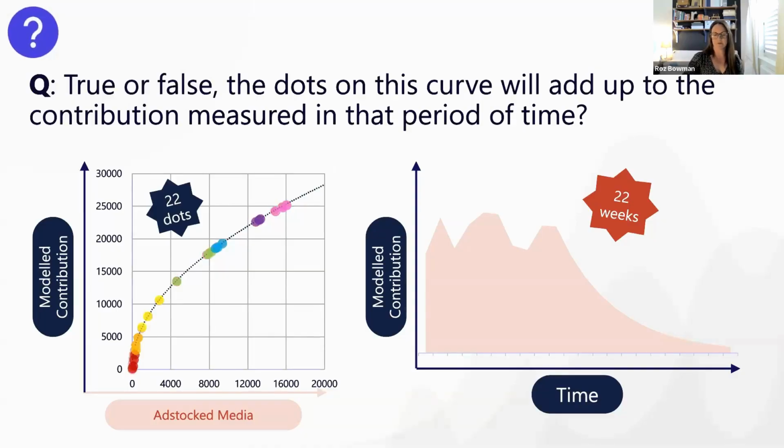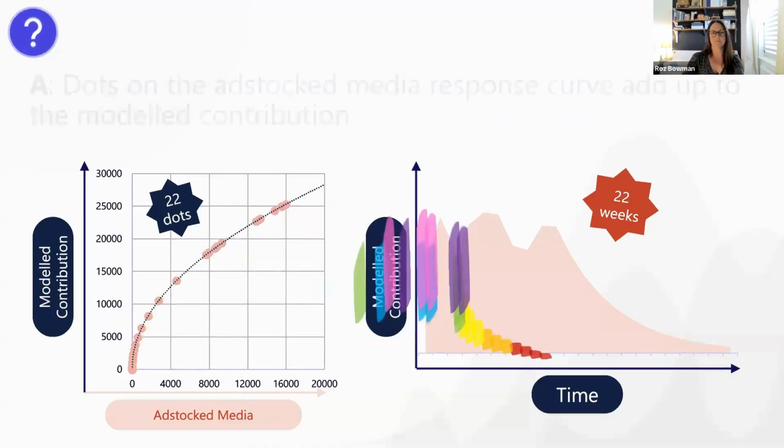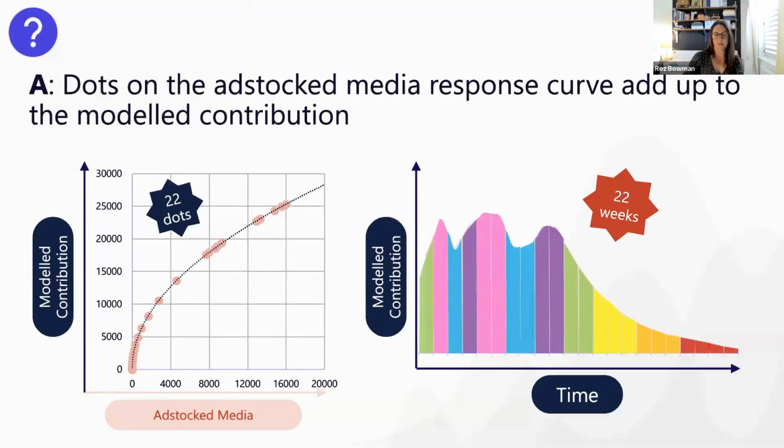So to add some colour just to help us figure this out, we can see here that on this type of curve with ad stocked media along the bottom and model contribution up the side, all of the dots on the response curve do indeed add up to the model contribution at that given time period, which is nice and simple. But that's the start of a bit of a dilemma.